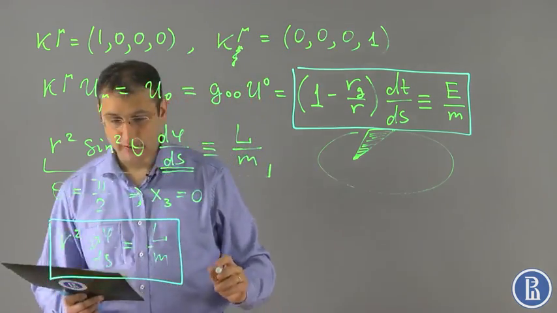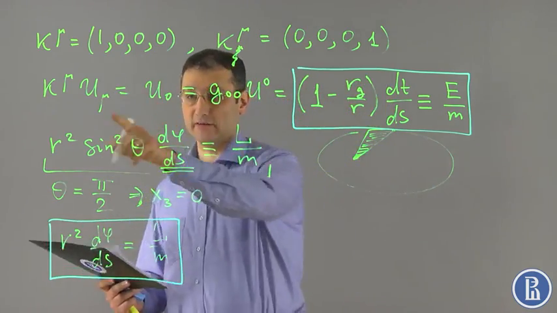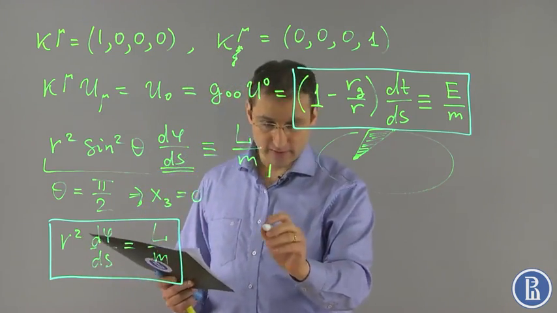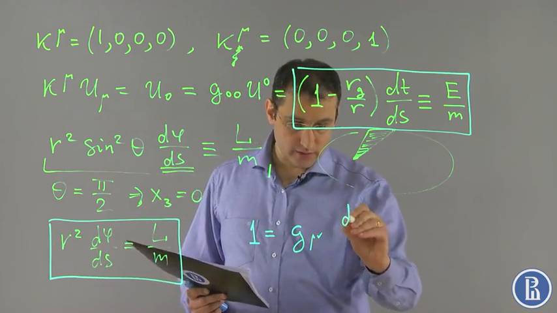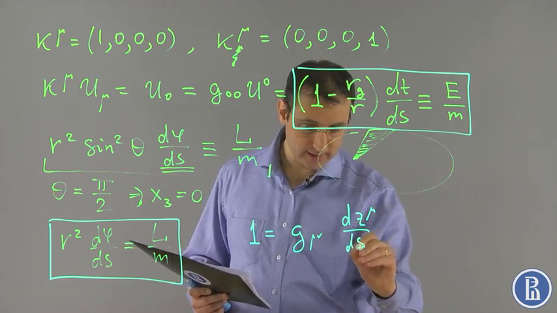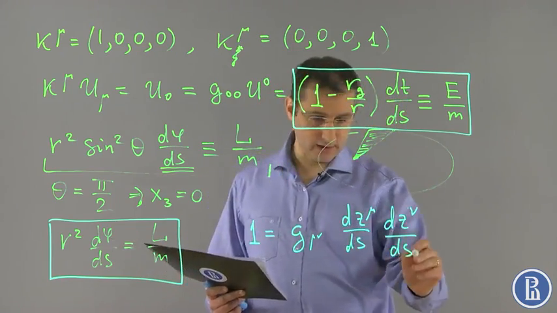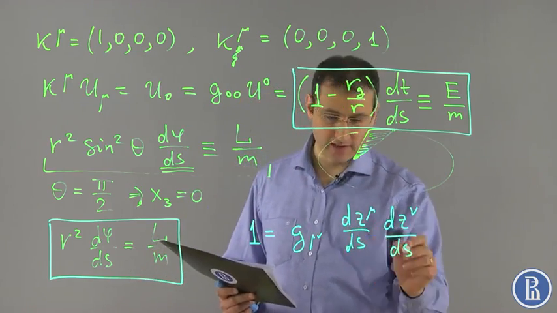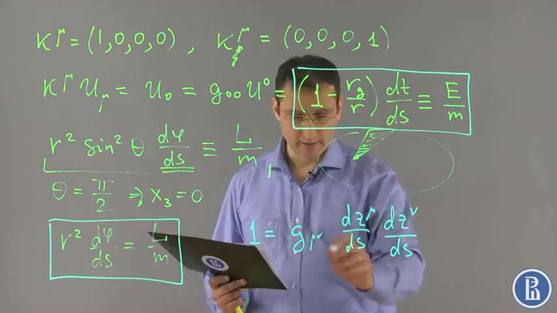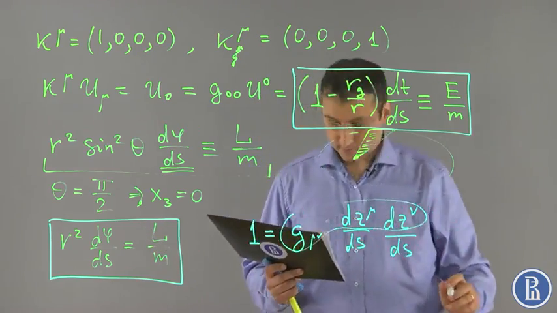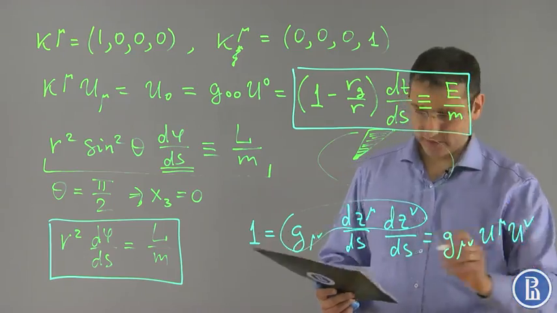So remember that for the four-velocity vector, we have the following equality: 1 is equal to g_μν dz^μ over ds dz^ν over ds. Well, just because in the denominator we have ds squared, and in the numerator we also have ds squared. That's the reason this is 1. So this is ds squared, which means that g_μν times u^μ times u^ν is equal to 1.